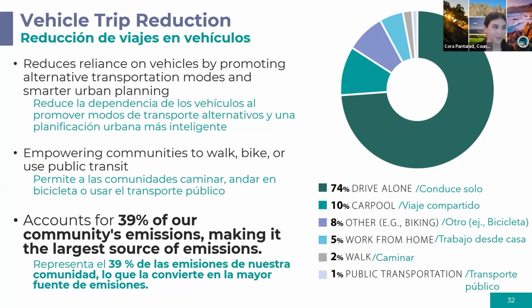reliance on cars. And we can also do this by empowering communities to walk, bike, or use public transit. And again, this accounts for 39% of our community emissions. So that is the largest source of emissions that we have in the county. And just like with buildings, reducing the miles that we spend traveling in vehicles has a host of other benefits for the community that are important for us to highlight.